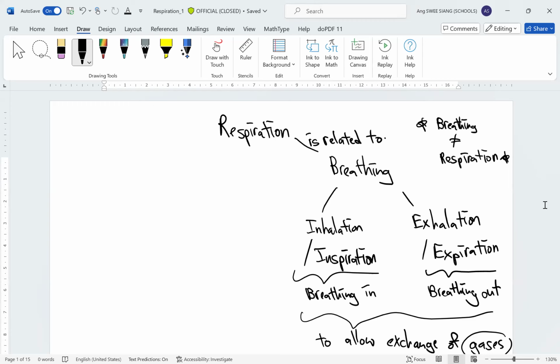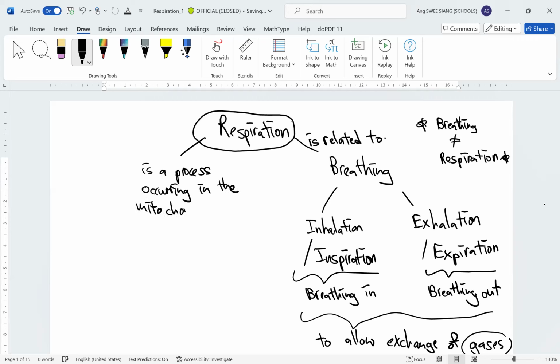So basically, you need to think of respiration as a process. You all learn this in the cells chapter. There is this organelle called mitochondria. Respiration occurs in the mitochondria. So respiration is a process occurring in the mitochondria. Okay, what happens in the mitochondria, or what is the function of the mitochondria?